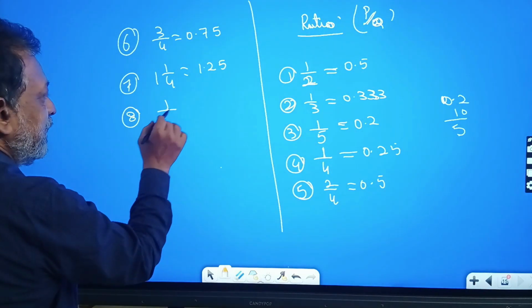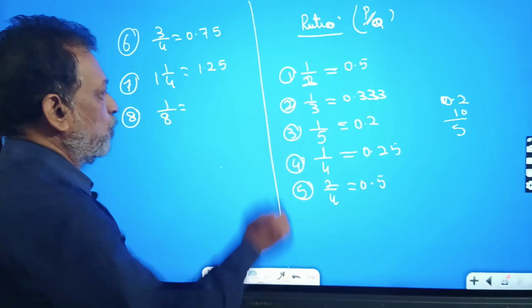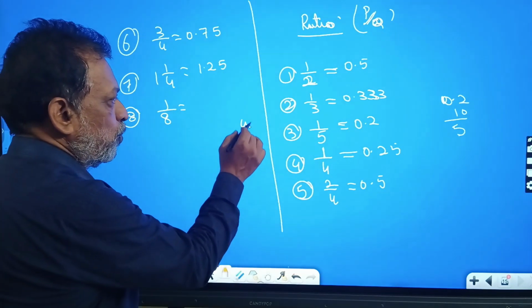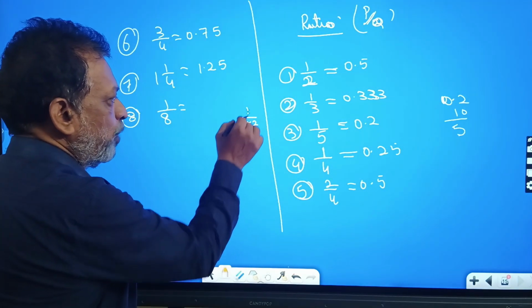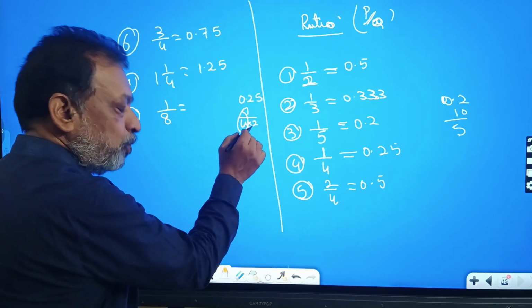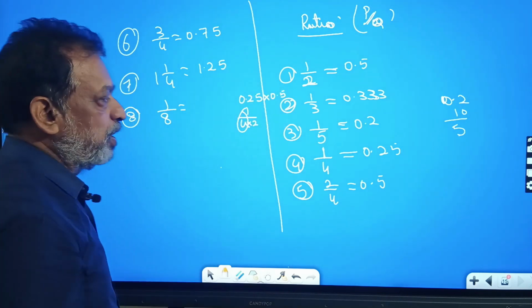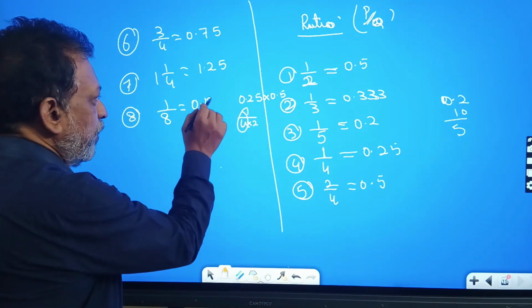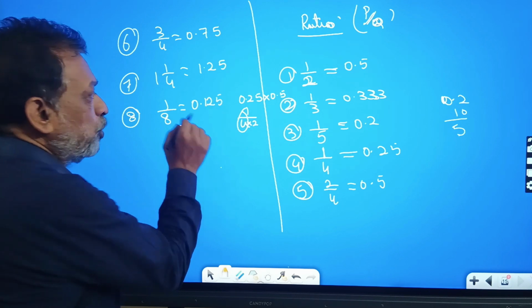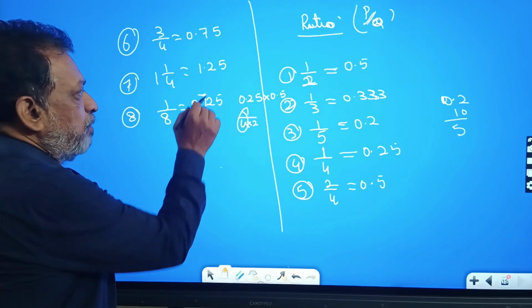Now 1 by 8. 1 by 8 means I will do the calculation. 8 can be written as 4 into 2. 1 by 4 is 0.25, into 1 by 2 is 0.5, so 25 into 5 is 125, that is 0.125, immediately you get it. So it should not be like that in our answer. What we do is call it standard form.